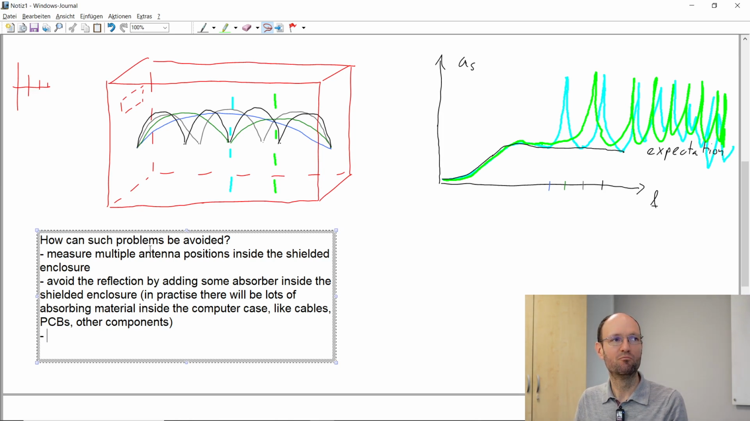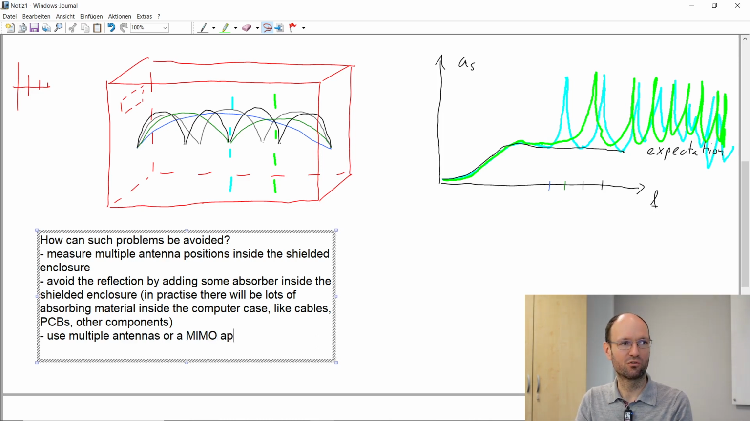Instead of moving the antenna around inside our shielded enclosure, what could we also do? Place more than one inside? We could use more than one antenna, use multiple antennas, but this of course complicates the measurement, or a MIMO approach, right? Something with multiple input, multiple output.